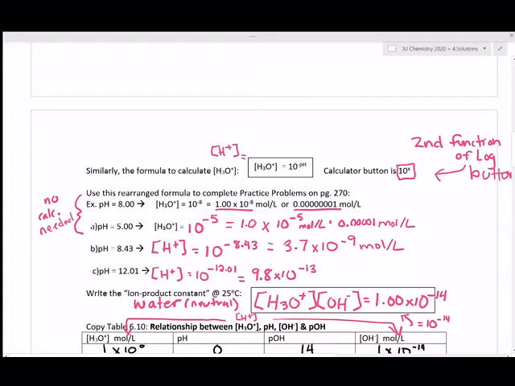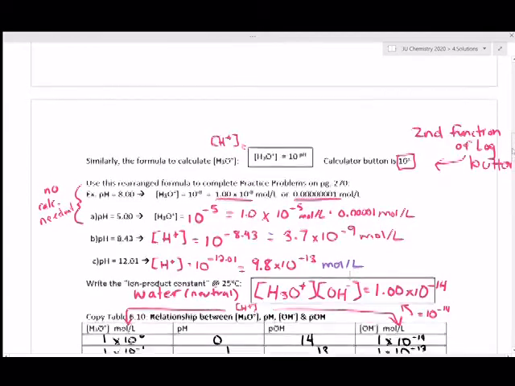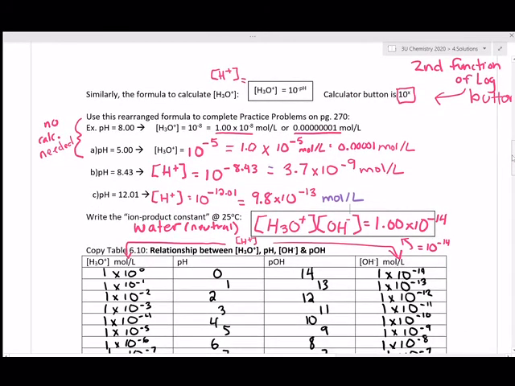Okay, and then C, practice that as well to see if you can get 9.8 times 10 to the negative 13. And my units are missing there, moles per liter. Okay, so now we can calculate pH and we can calculate hydrogen ion concentration.